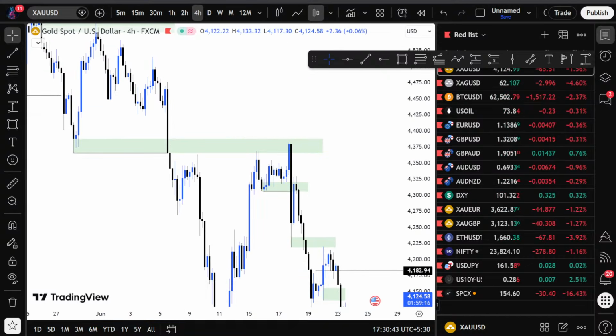What if it closes in that zone? It doesn't matter. If price closes in that zone, it doesn't matter. It needs to close above to invalidate that zone.